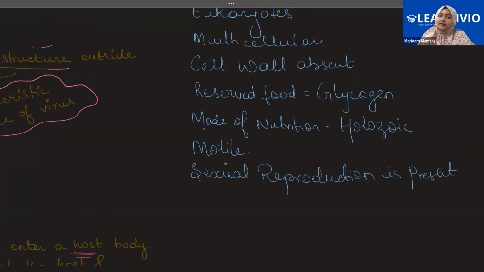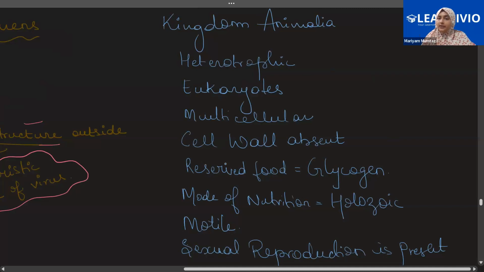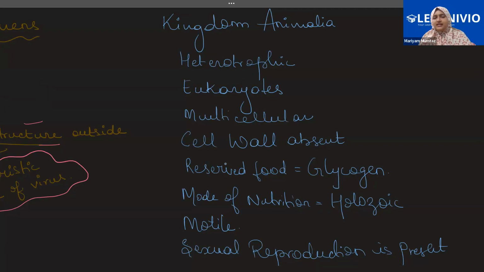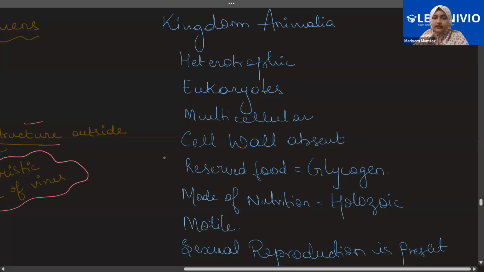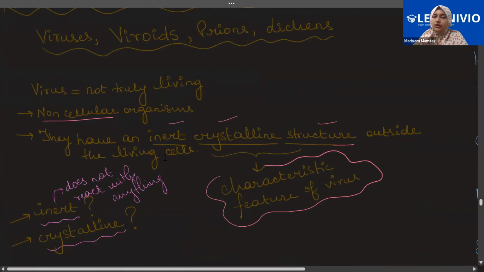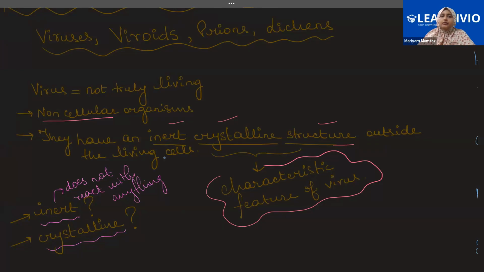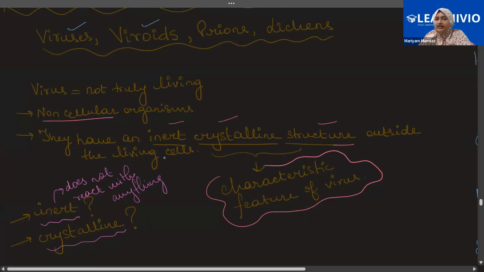Now, kingdom Animalia has been divided into multiple phyla, such as phylum Porifera, Coelenterata. But we'll discuss it one by one. Right now, we'll only talk about the introductory part as to what all things we are to understand over there. Now coming on to all those organisms that have not been given any specific place in any kingdom: viruses, viroids, prions and lichens, they have not been given a special place.